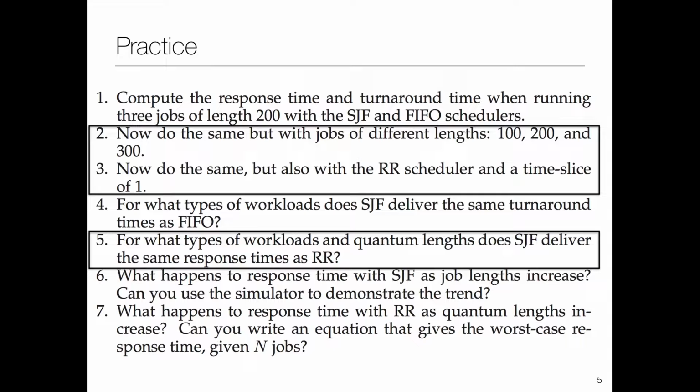The response time for P2 is, okay, someone from that side. What's the response time for P2? 1. That's the quantum period also. The response time for P3 is 2 into 1, so it's twice the quantum period. So the average response time in this case is 0 plus 1 plus 2 divided by 3, which is 1.